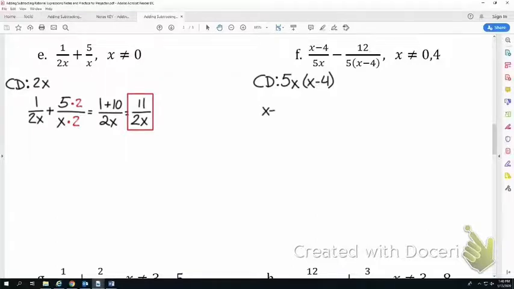So when I look at my first fraction, what is it missing? What's the denominator missing? X minus 4. Yep, it is x minus 4. Okay, so now I go to my second fraction. What is the second fraction missing? Just the x. So I'm going to go ahead and put it in the spot where it would go.